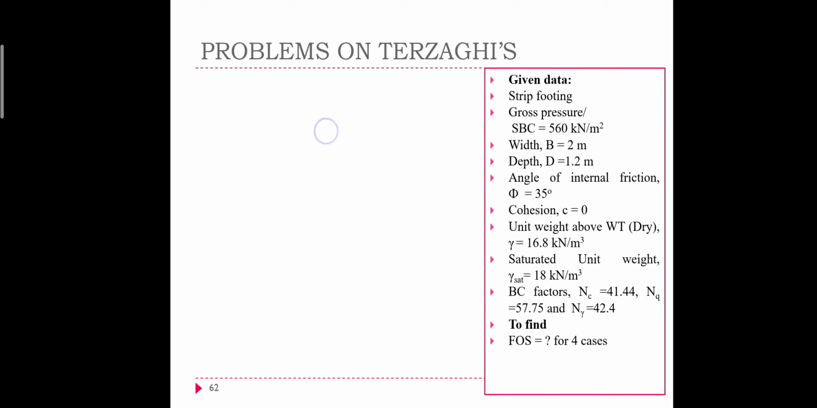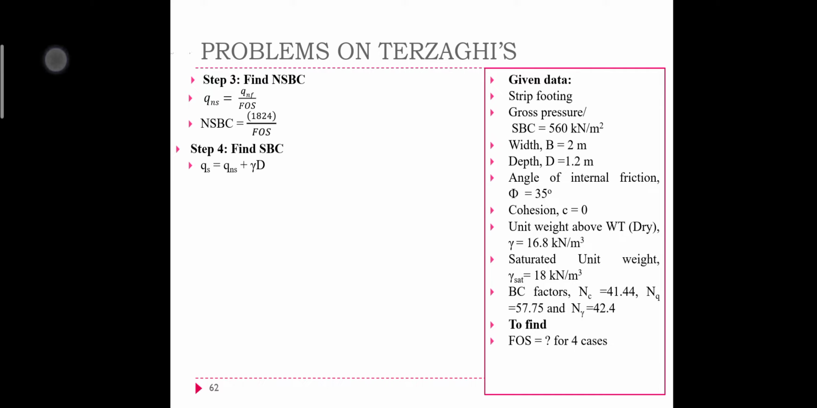And then step 3 is finding NSBC. What is NSBC? NUBC by factor of safety. I will go through the steps faster because this is all very clear. You have done many problems earlier, so this will be clear to you. So NSBC is equal to 1824 by factor of safety. The factor of safety is what we need to find, so keep it as constant. To find SBC, we just add gamma D to NSBC. Adding gamma D to NSBC you get 1824 by factor of safety plus 16.8 into 1.2.